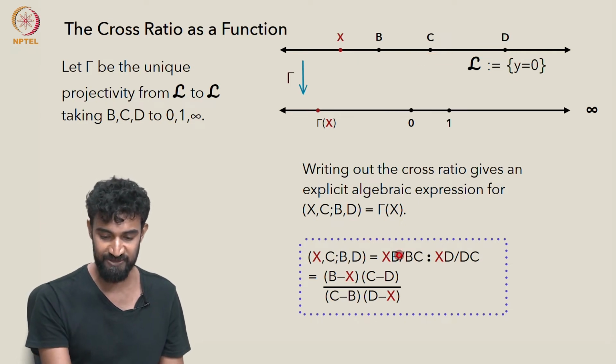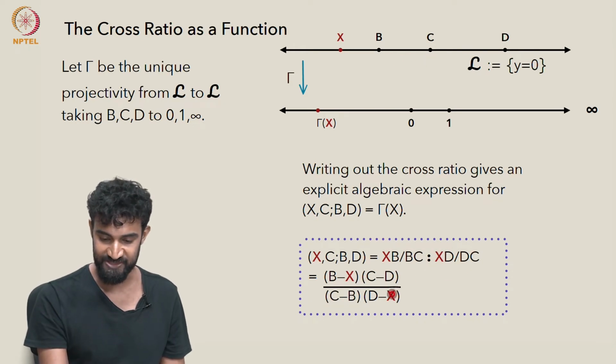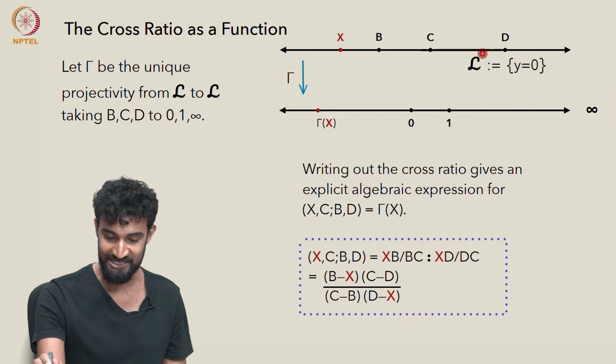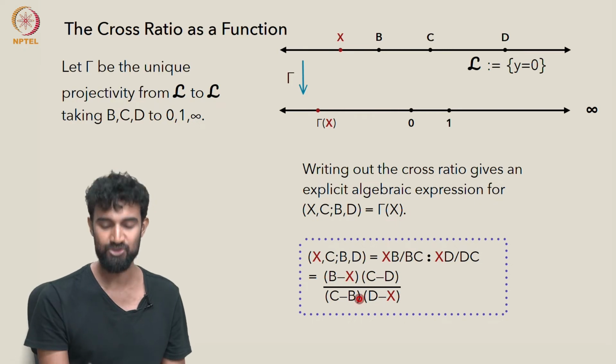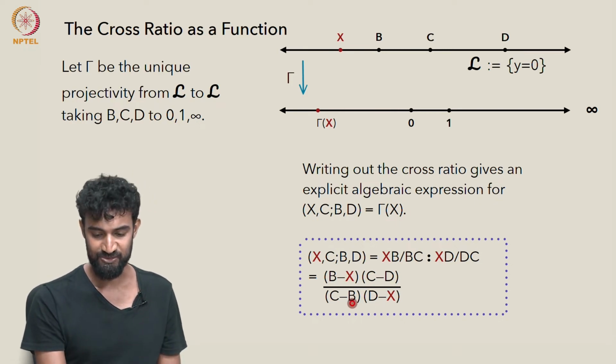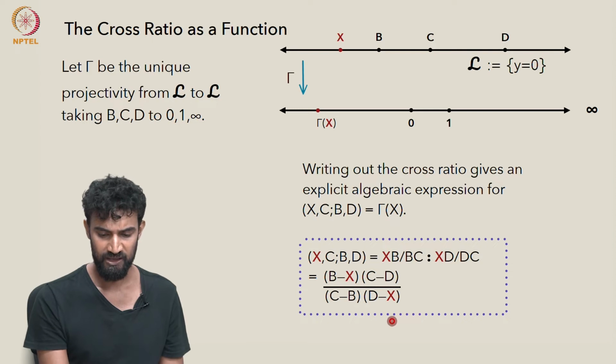And we can write xb is just b minus x, bc is just c minus b. I'm flipping this part so that I can multiply by this denominator. So dc is just c minus d, that's what I've written here, and xd is just d minus x. These are all real numbers. So that's what I've written here. So this is the expression I get for the cross ratio of x with an arbitrary b, c, and d.